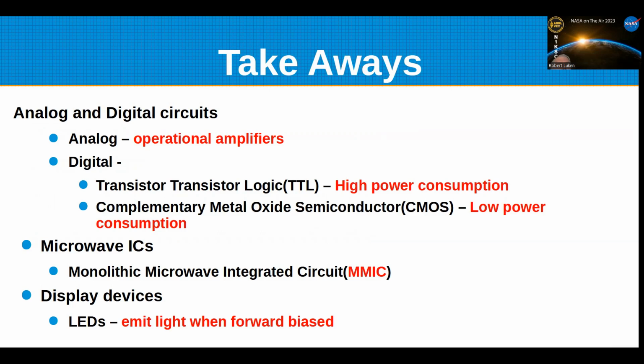We learned that analog integrated circuits, one example is an operational amplifier. Transistor digital logic has high power consumption compared to CMOS. Conversely, CMOS is low power consumption compared to TTL. Microwave ICs are called monolithic microwave integrated circuits. And display devices can be a lot of things, but in this case, it's LEDs that emit light when they're forward biased.